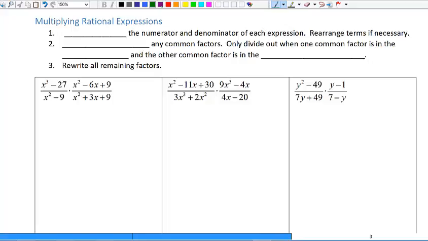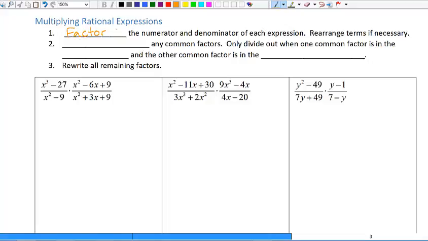Now that we have reduced rational expressions, we're going to learn how to multiply and divide rational expressions. So we'll start with multiplying. Here are the steps. First step is to factor the numerator and denominator of each expression. Rearrange the terms if necessary to put them in standard form.